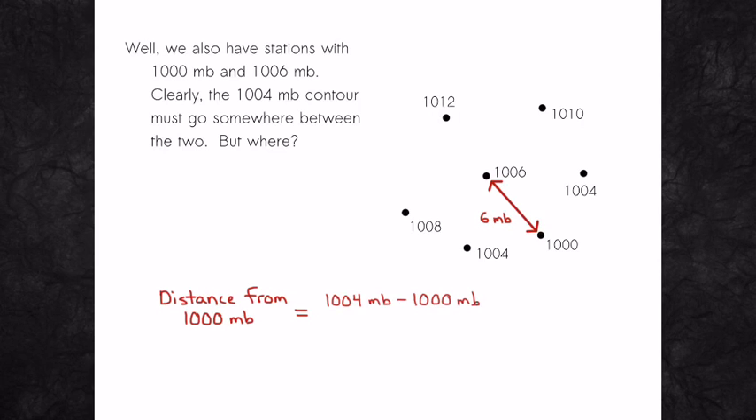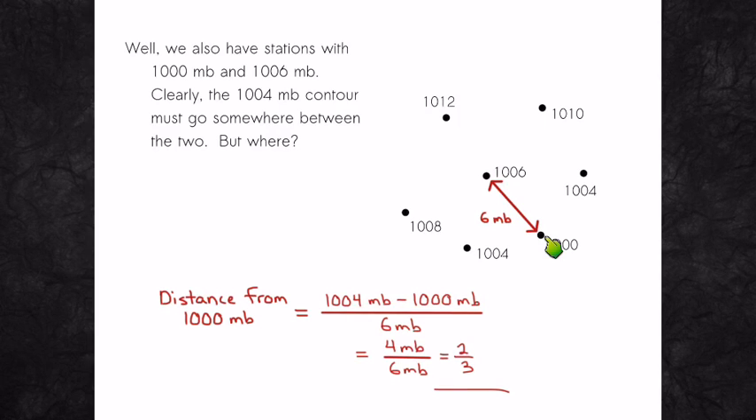And then we can just divide that by the full pressure difference between the two stations, and that's going to tell us the fraction that we need to go in order to get to the contour. So in this case, we'd be dividing by 6 millibars, which is the full pressure difference between the two stations. So again, if we start at 1,000, to get to 1,004, we have to increase by 4 millibars. We divide that by the full difference between the two stations, which is 6 millibars. And that tells us how far we have to go to get to our contour is going to be 2/3 of the difference between the two stations.